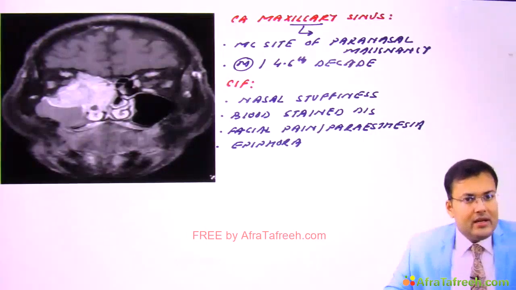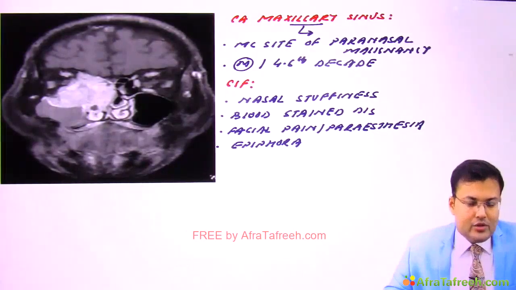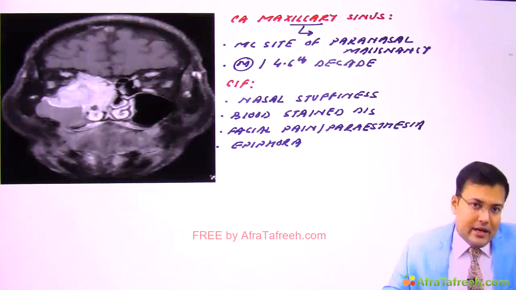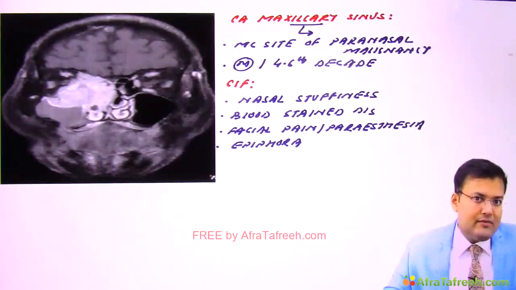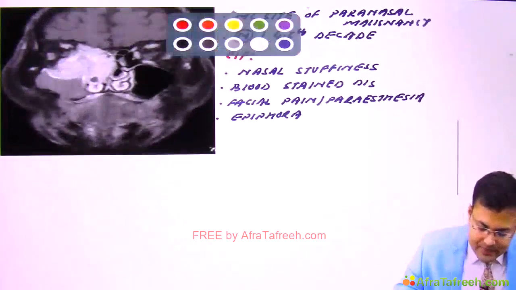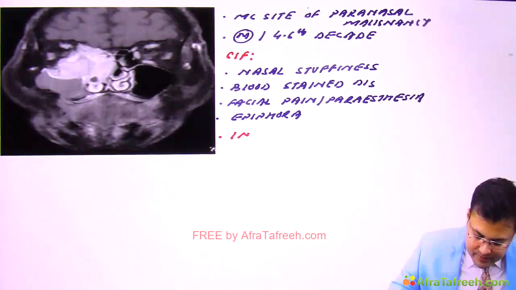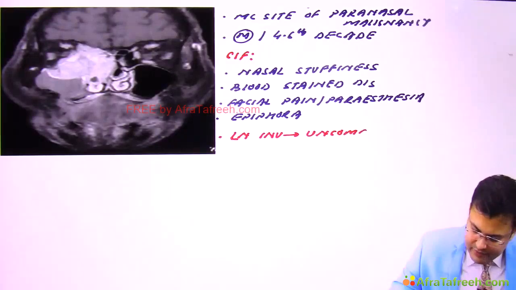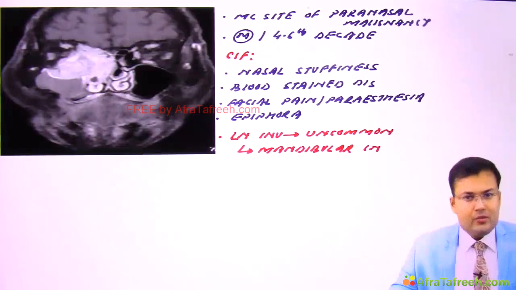Now see, generally lymph node metastasis is uncommon in carcinoma maxilla. So in carcinoma maxillary sinus, lymph node involvement is uncommon. And if there is involvement of lymph nodes, which group of lymph nodes is involved? Mandibular lymph nodes are involved. So generally lymph node involvement is uncommon. And if a lymph node is involved, generally which group? It's going to involve mandibular lymph node.